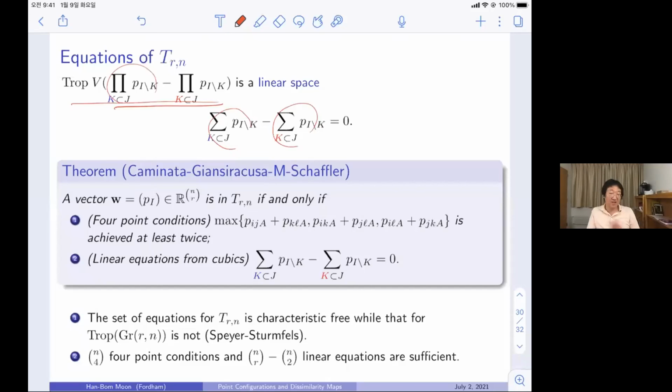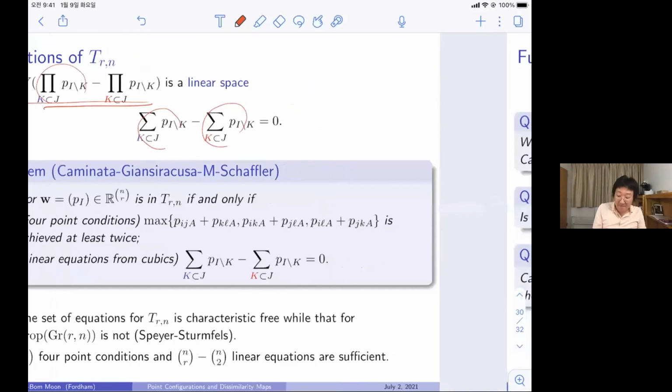Finally, one very interesting thing is that the set of equations for the image of phylogenetic trees is characteristic free. So even for characteristic 2, we can get the same set of defining equations. But on the other hand, tropical Grassmannian does depend on the characteristic. This is a classical result of Speyer.